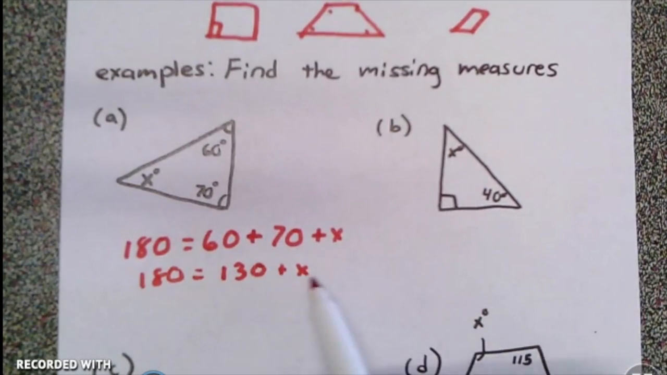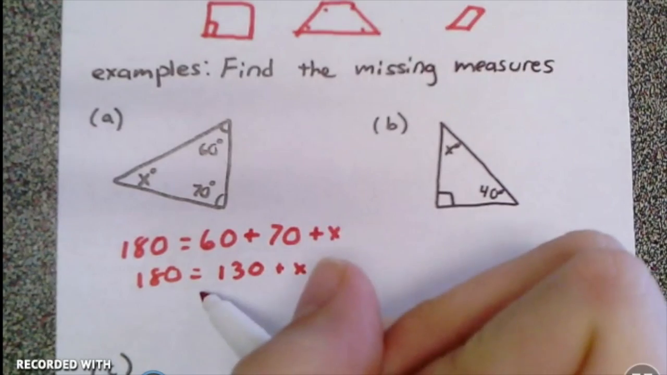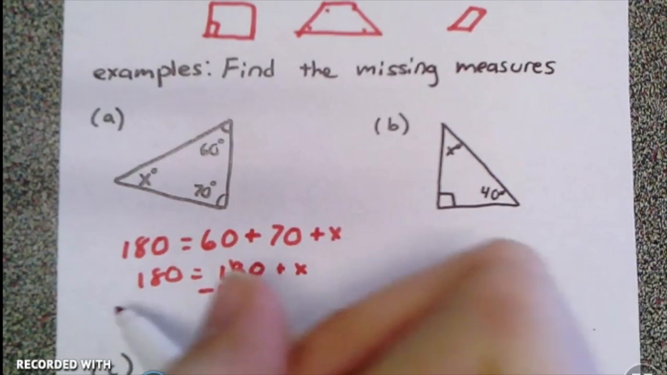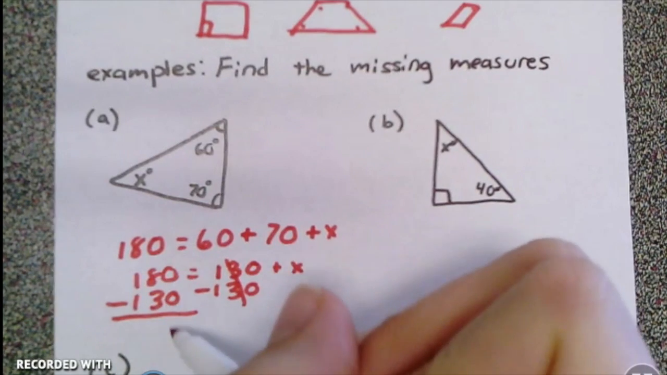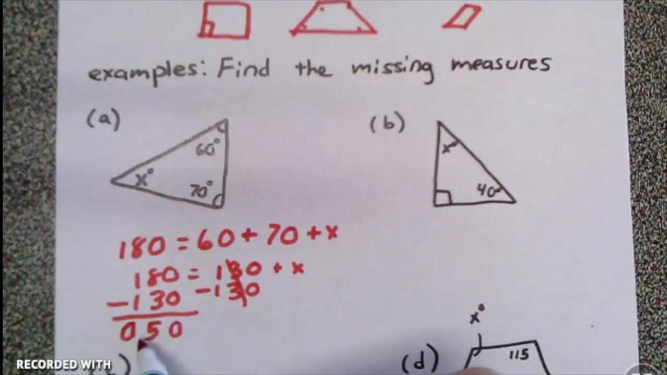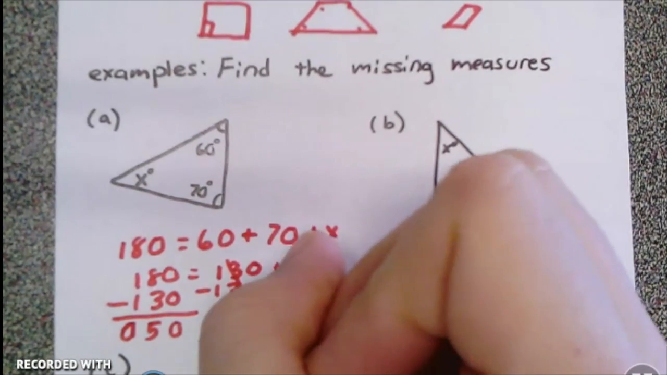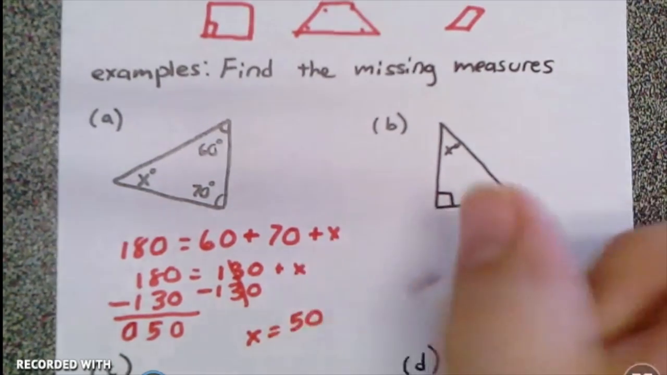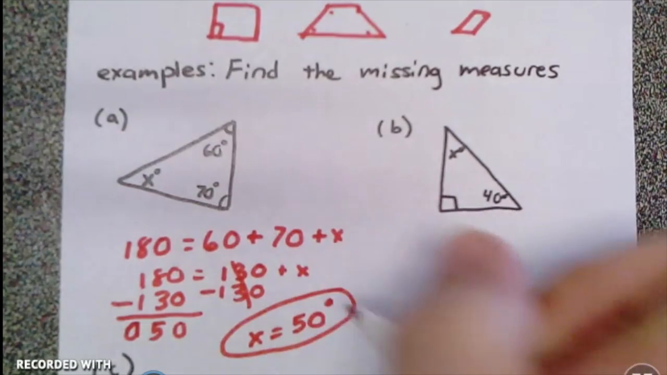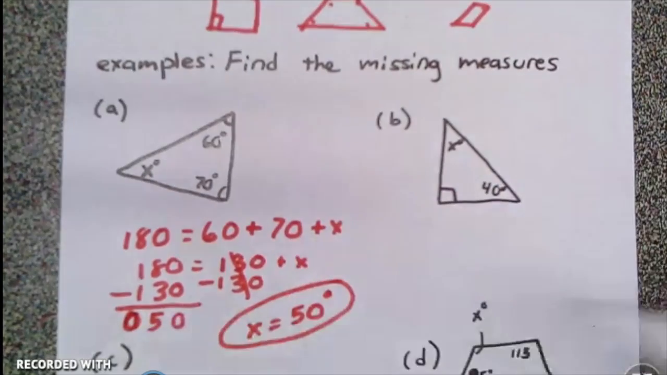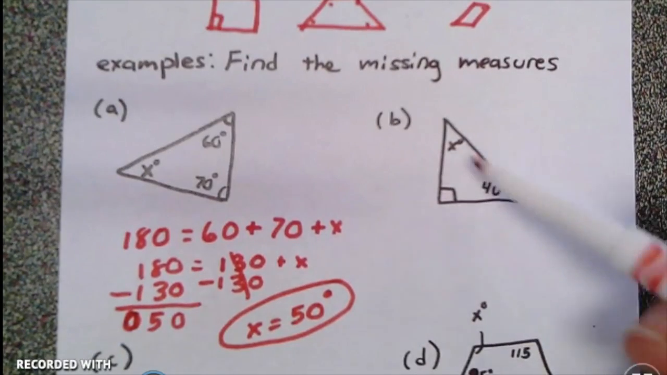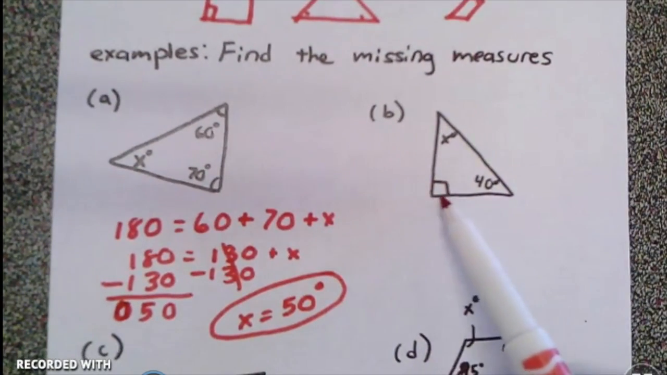And now x is being added, so I'm going to undo this by subtracting. I'm going to subtract 130, and I find out that this is 50. So I know that x equals 50 degrees. You didn't need to write this 0 there, but you get it. All right, try B on your own. Remember what this line means, how many degrees that is. Add them, subtract it from there. Write it like an equation like I did to show me that you know how to do that.